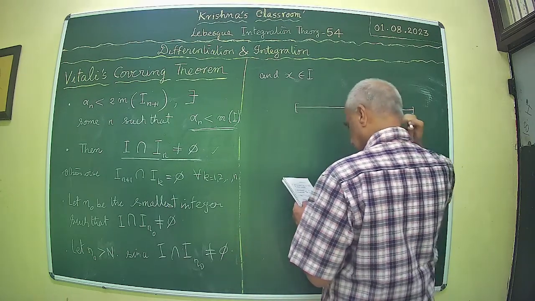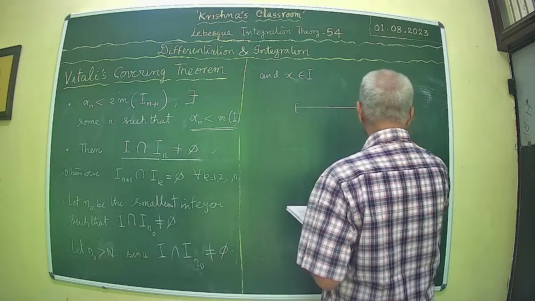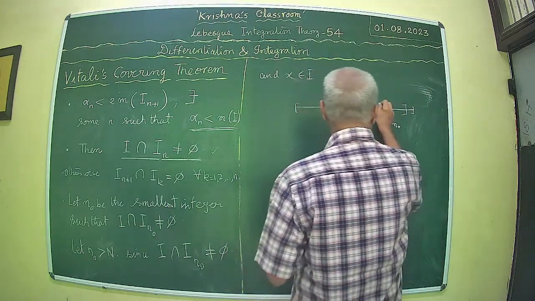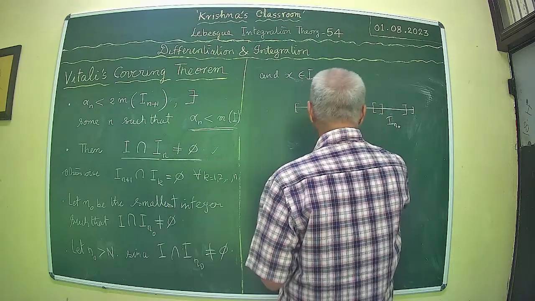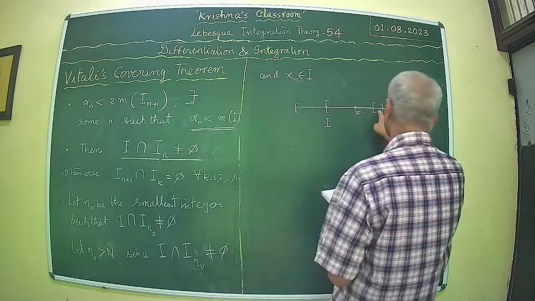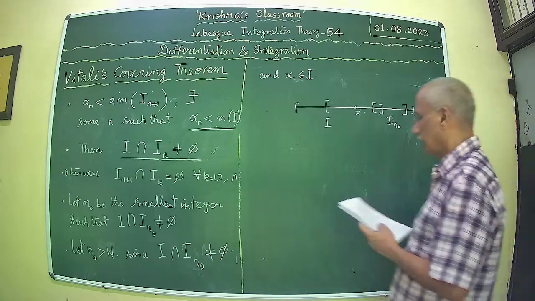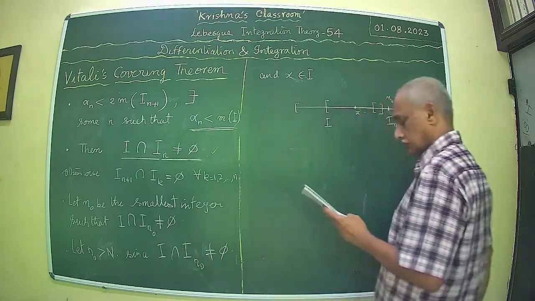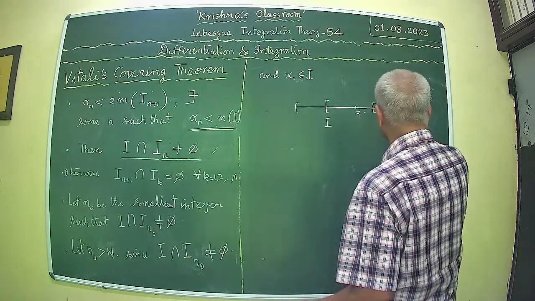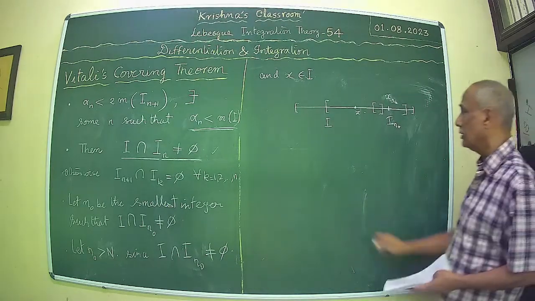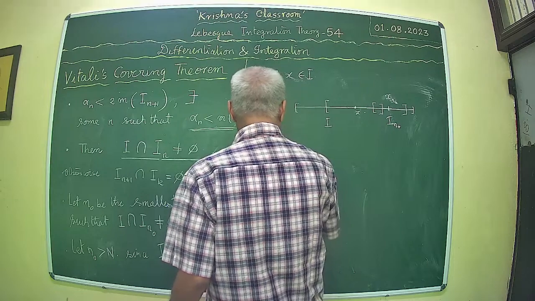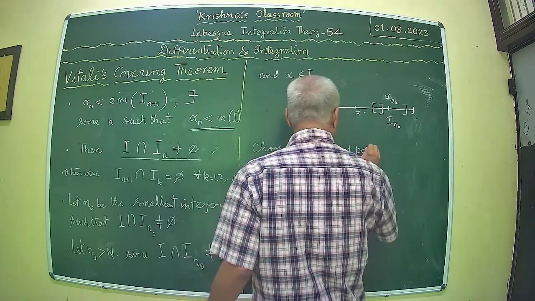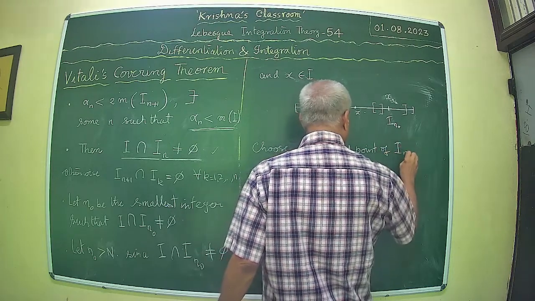So let me take this. This is I_n, and this is your I. And suppose x belongs to that. x may be here or maybe here, so it's somewhere in this. Now what do you have? You choose x_{n naught} to be the midpoint of I_{n naught}.